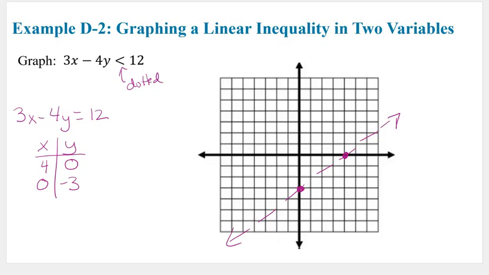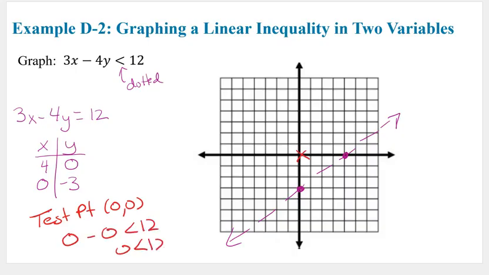And then again, I'm going to do my test point to see which half plane I'm shading. So I'm going to test my point 0, 0 again. I'm a big fan. So I get 0 minus 0 is less than 12. Is 0 less than 12? It is. So that means that we shade where that point is, the half plane that that point is in. So everything above this line where that test point was will get shaded in. Anything in that region will be a solution to that original inequality.